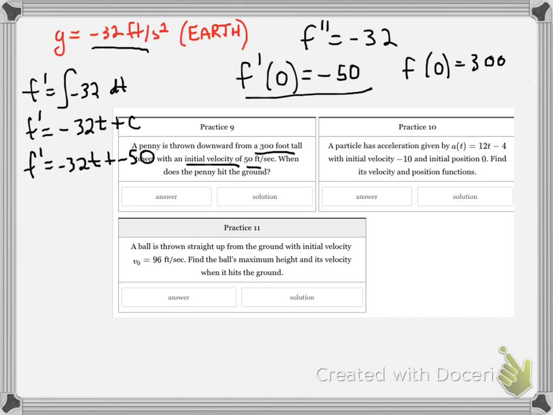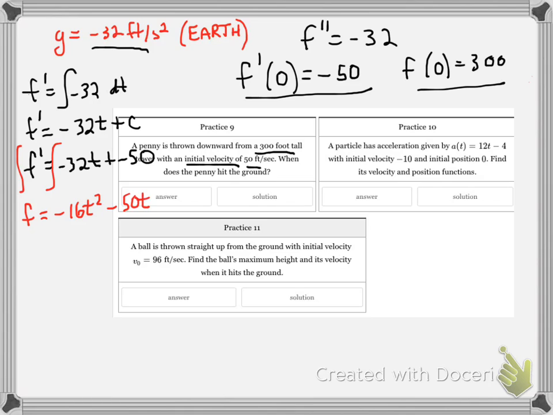The next thing we can figure out is how to find displacement, because we're trying to find when it hits the ground, so we need an equation so we can find out when the distance is 0. So we integrate again, and here we get f of x. The integral of negative 32t is negative 16t squared. If you've had physics, you recognize that.